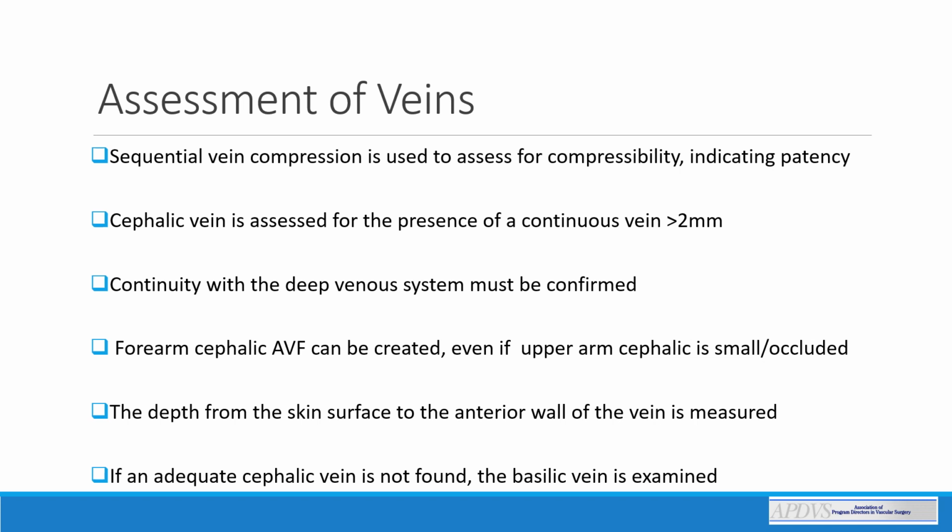Detection of a vein that is too deep, more than 6 millimeters, but otherwise suitable for the fistula allows the surgeon to inform the patient preoperatively about potential need for a second procedure to superficialize the vein. This discussion allows the patient to decide whether to accept the possibility of multiple surgical procedures needed to create a mature fistula. If an adequate cephalic vein is not found, basilic vein is examined in similar fashion.